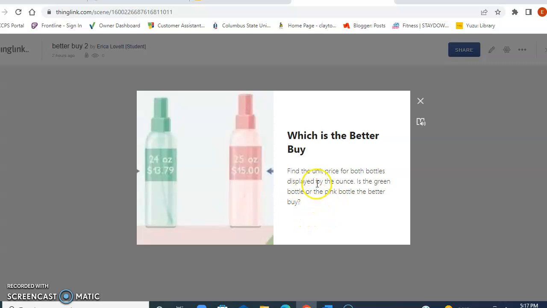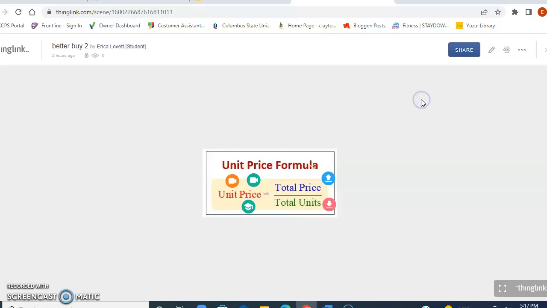You will determine what the unit price for both bottles displayed will be. We have one that's 24 ounces for $13.79 and one for 25 ounces for $15. You're going to determine which bottle gives you the better buy for the price per ounce in your groups. Once you do that, you're going to put your findings on a Google Doc and submit the Google Doc. Each of you in the group will submit a Google Doc in your Canvas account showing your work and how you and your group members determined which bottle gives you the better buy.